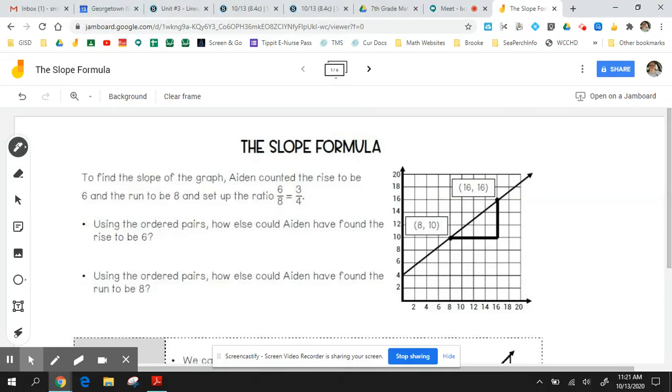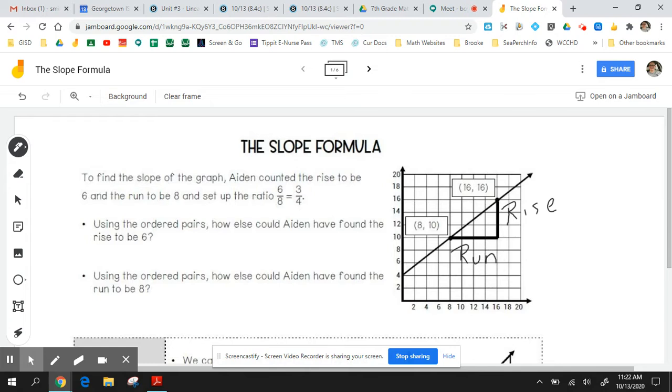Good morning, everyone. We are going to do the slope formula today. So in order to find slope on a graph, we're going to do the rise and the run. The rise would be your vertical, the change in your y's, and your run is going to be your horizontal, your x-axis, and how much is the change in your x's. All right, so if we look here, this would be our run.